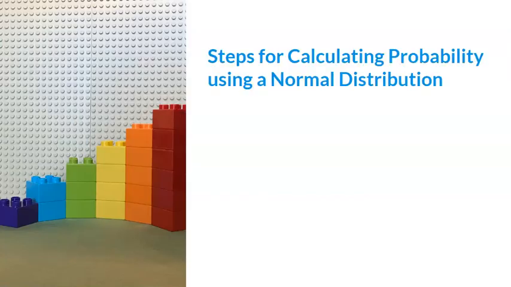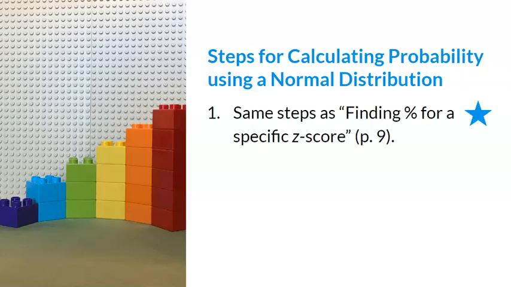The second method of calculating probability uses the normal distribution. Because a normal distribution is a probability distribution, you will use the same steps as finding percentage for a specific z-score. You learned how to do this either during in-person class or through the online lecture video on calculating z-scores.